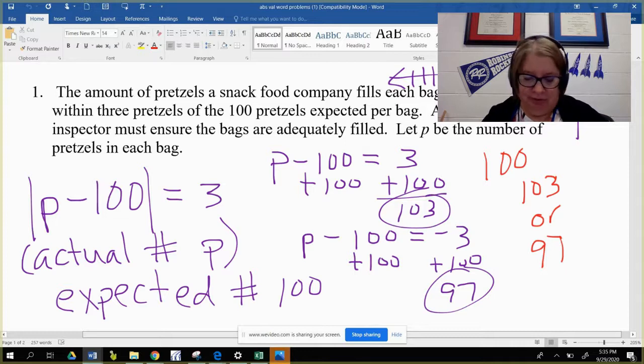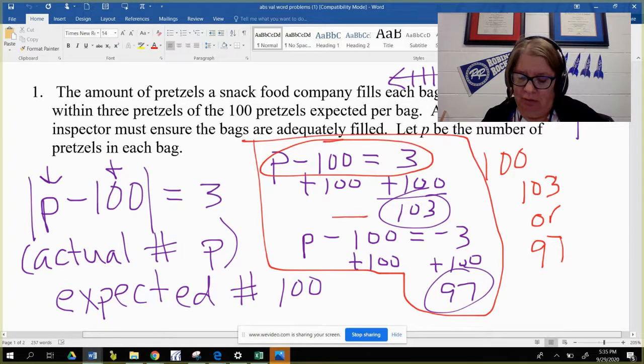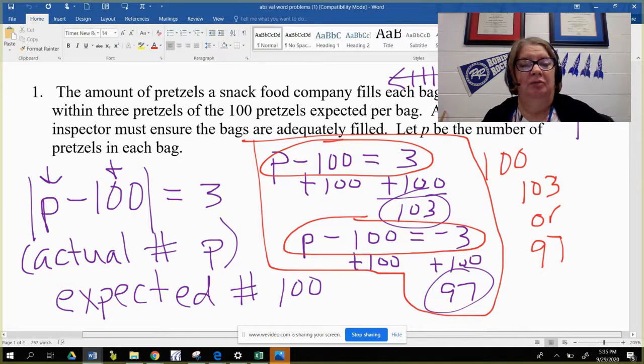How did we set up that equation? The difference between the actual number and the expected number equals 3. The absolute value means it can be over or under. And what did we do then to solve it? We split it into 2, right? One equation for 3 over, one equation for 3 under. And then we solve those two.